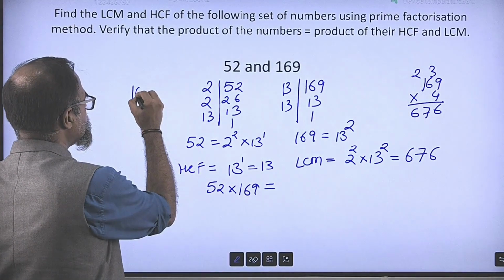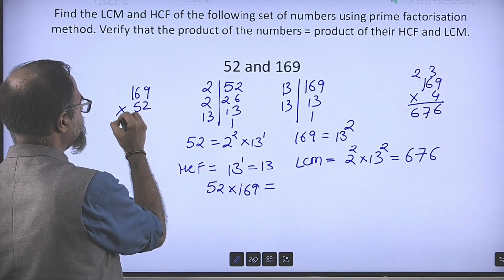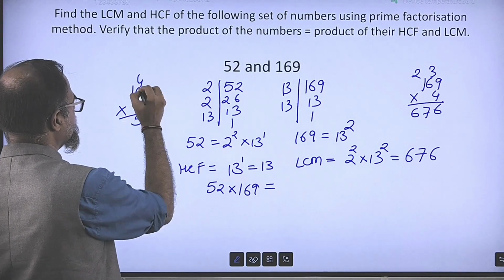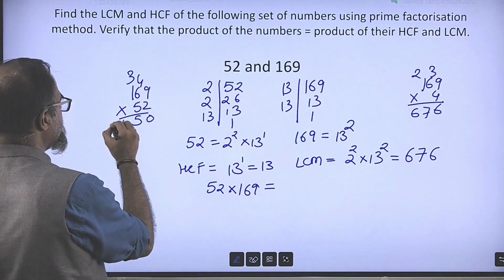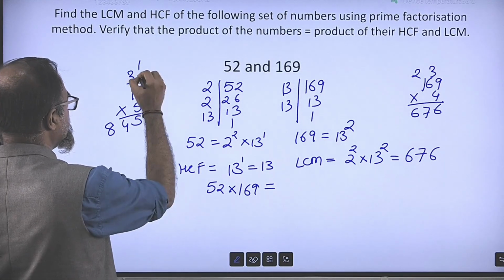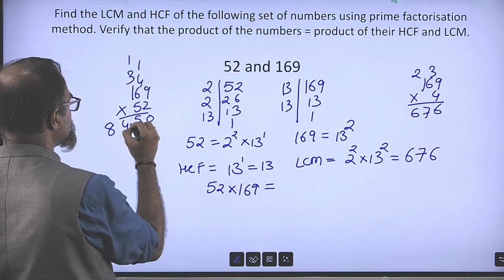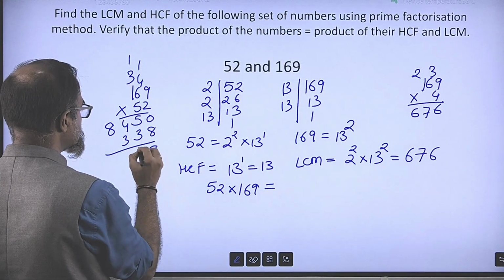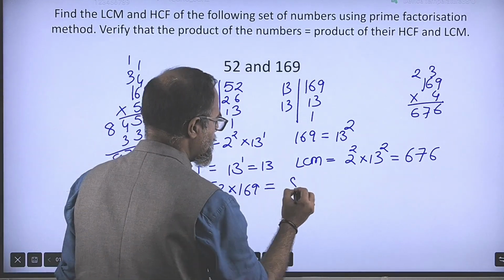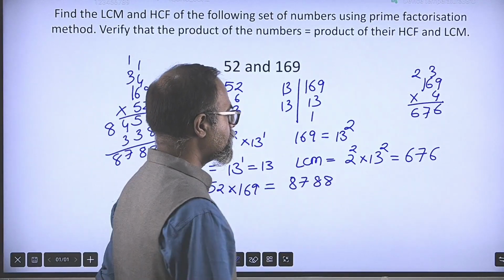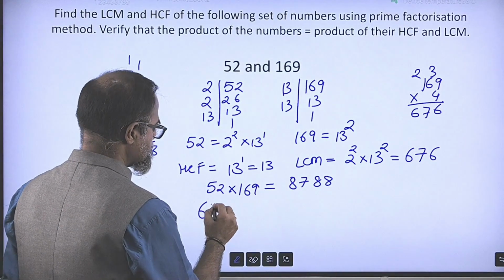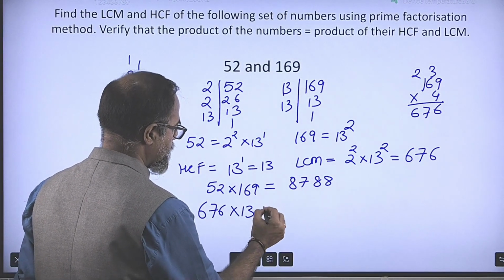So 169 multiplied by 52. 5 nines are 45, 5 6s are 30 and 4 is 34, 5 ones are 5, 8. 2 nines are 18, 2 6s are 12, 13, 2 ones are 2, 3. So this is 8788. On the other hand, 676 multiplied by 13. So 676 multiplied by 13.